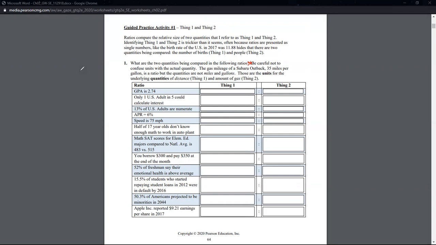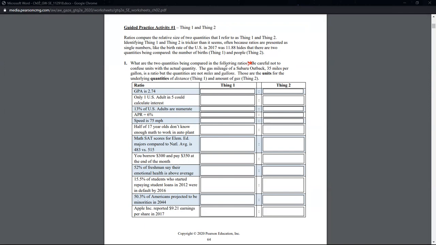Yeah, the fifth one. So the gas mileage of a Subaru Outback is 35 miles per gallon is a ratio, but the quantities are not miles and gallons. Those are units for the underlying quantities of distance and gas. So that's the idea there, that they're saying that the ratio, the thing one and thing two are distance and gas, that you shouldn't write miles and gallons because miles is a type of distance and gallons is a type of amount of gasoline. I kind of disagree with them though.